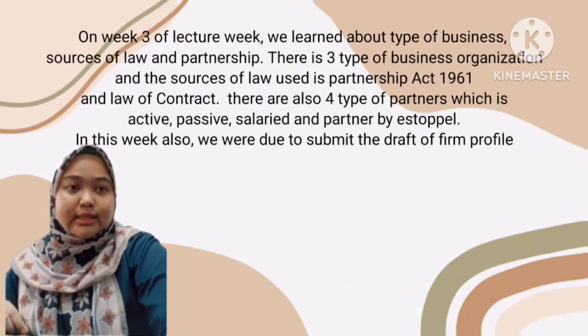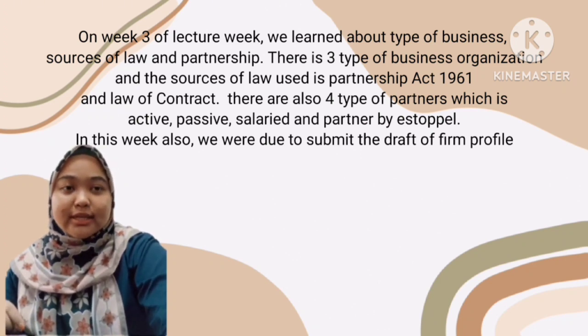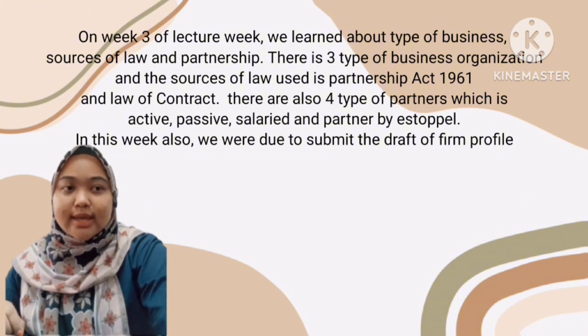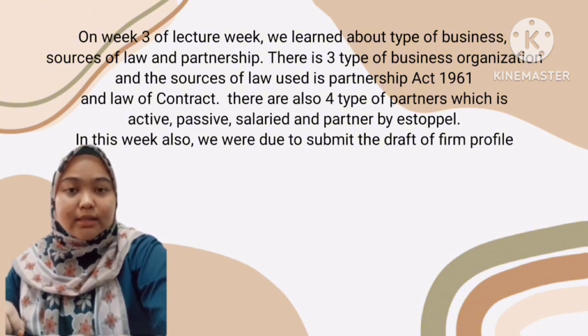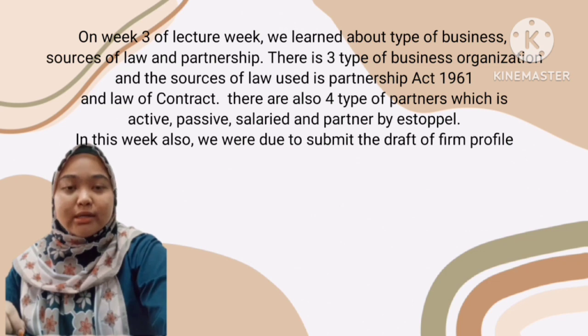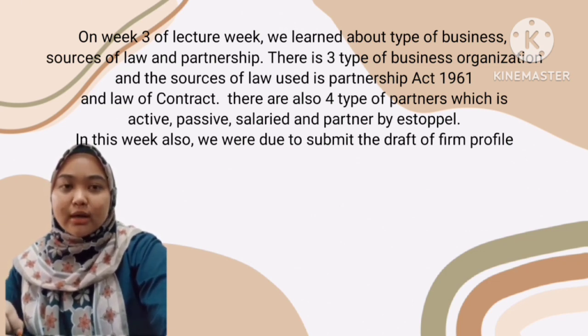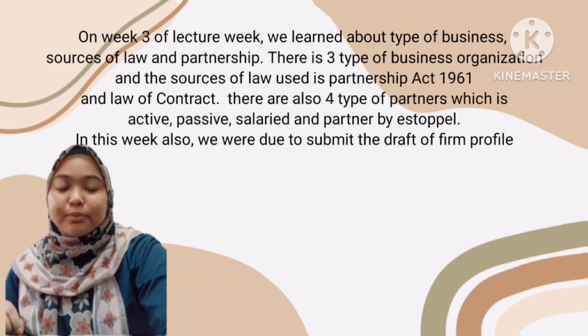On week 3 of lecture week, we learned about types of business and sources of law. There are 3 types of business organization and the sources of law used are the Partnership Act 1961, the Company Act, and Contract Law. There are 4 types of partner, which are active partner, passive partner, salaried partner, and partner by estoppel. In this week also, we were due to submit our draft for the firm profile.